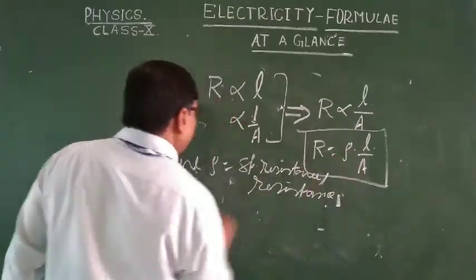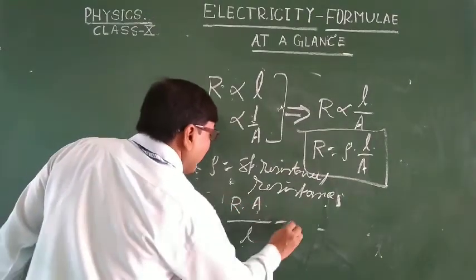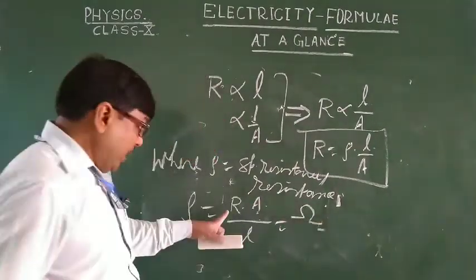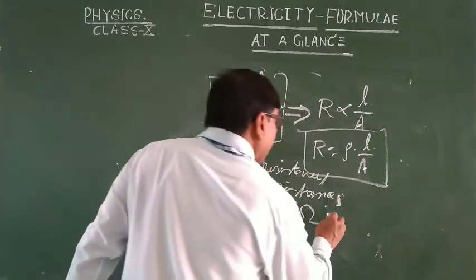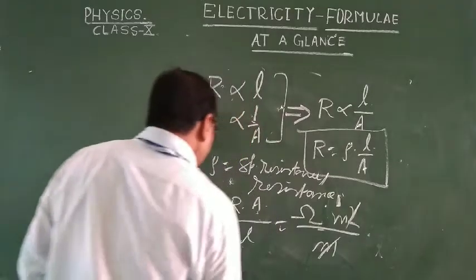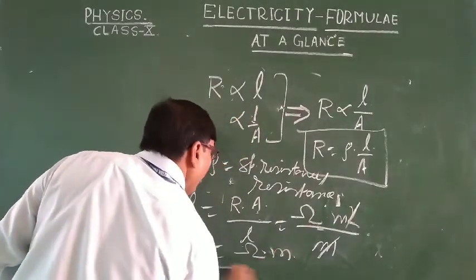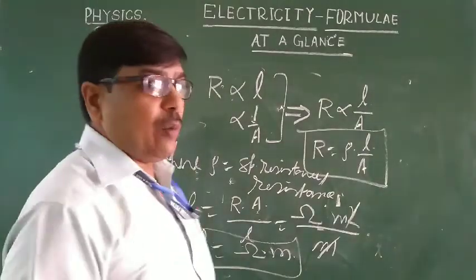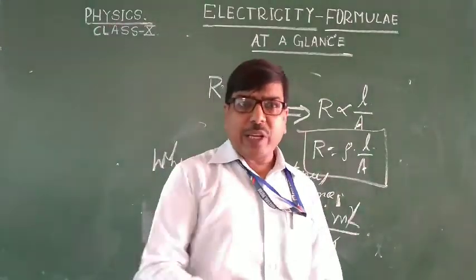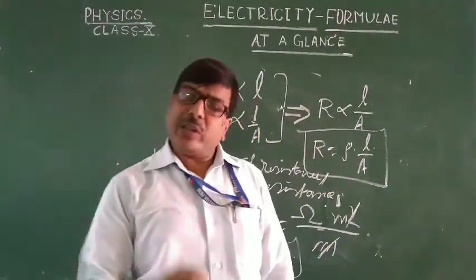Now what is the resistivity? Rho is equal to R into A by L. The unit of R is ohm, area is meter square, and length meter can be cancelled. So the unit is ohm meter. These are some derivations which are generally asked in the examinations. Thank you. Thanks a lot.